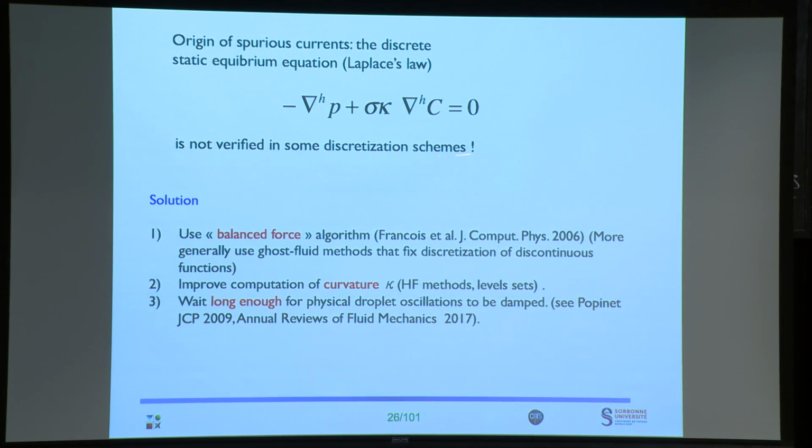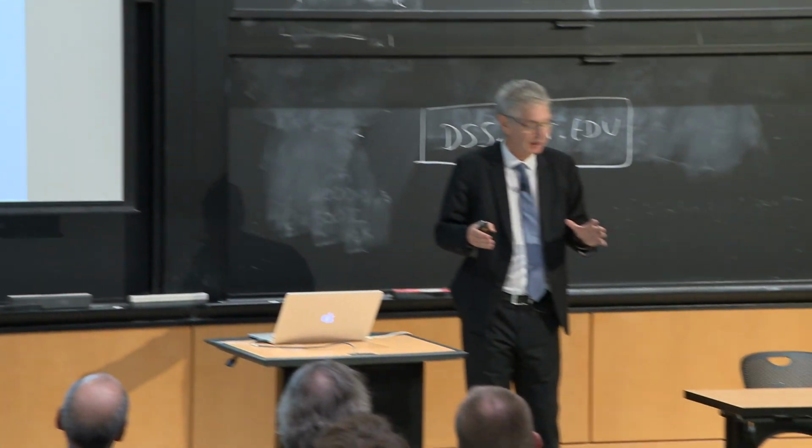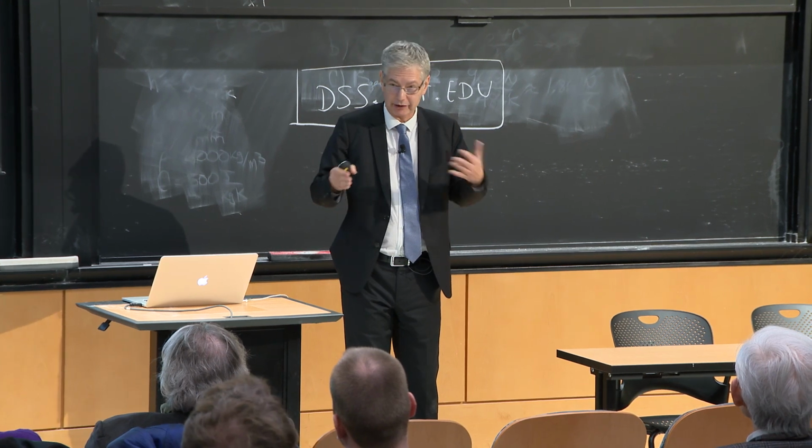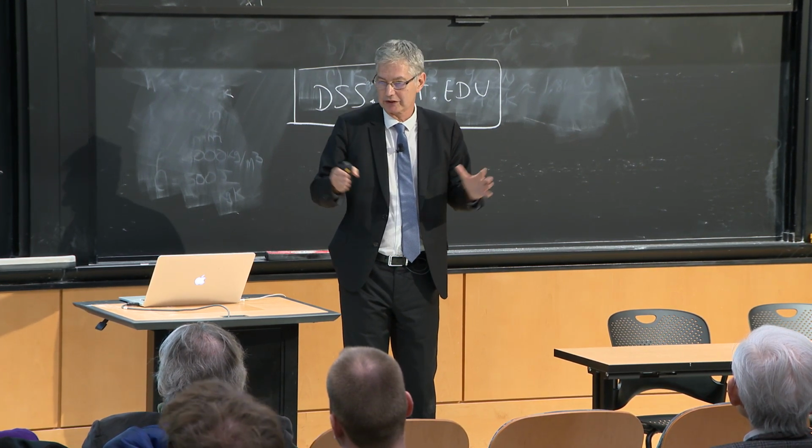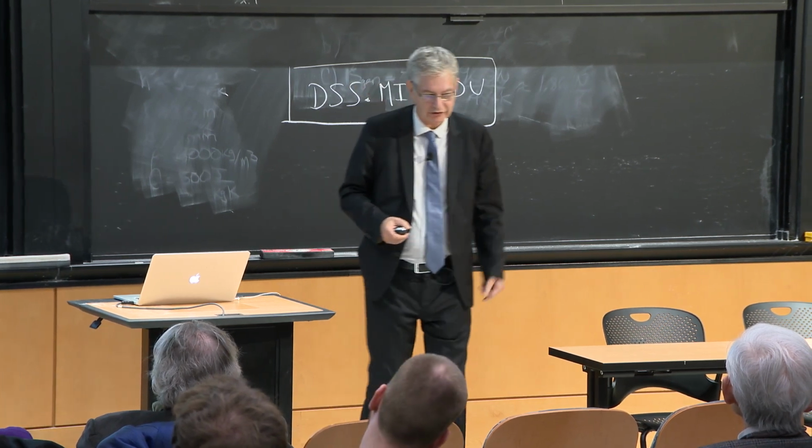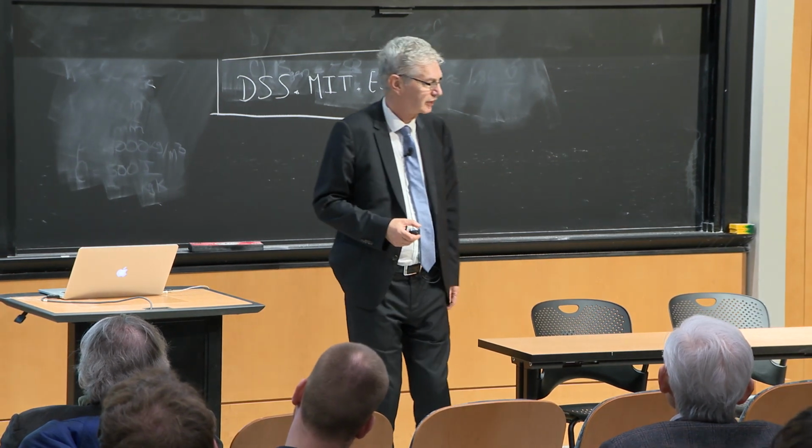And so it comes from the fact that you cannot balance exactly the pressure gradient with this term unless you pay attention. And once you do that, you use the so-called balanced force algorithm that ensures that the two discretization operators here, grad H, are equivalent. And you improve the computation of the curvature, and then you have to wait long enough. Actually, Popinet in 2009 was the first to realize that you had to wait long enough, which seems trivial, but in fact, water has very low viscosity and very high surface tension. So as a result, the damping of capillary waves is very slow. And you can get spurious motion that is actually physical because it's the remnant capillary oscillations of the droplet. It's a remnant sort of natural vibration of the droplet you observe and not spurious currents.